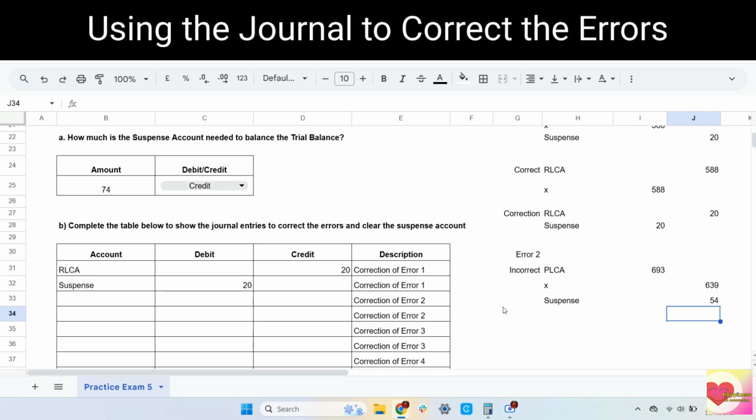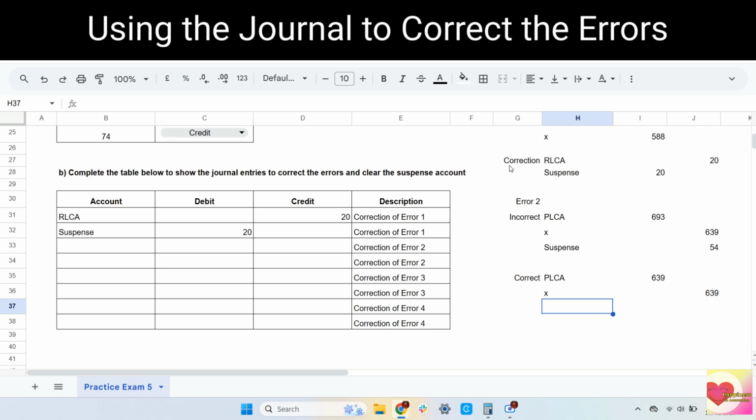Next, let's put the correct entry. PLCA should be 639 in debit and 639 in credit for the opposite account, which we don't have to identify. Next, let's put the correction entry. Let's compare the incorrect and correct entry. The correct amount of PLCA should be 639 in debit, but we entered 693 in debit. So we have to take out the excess amount and put it to credit.